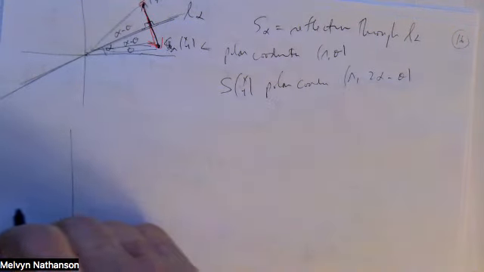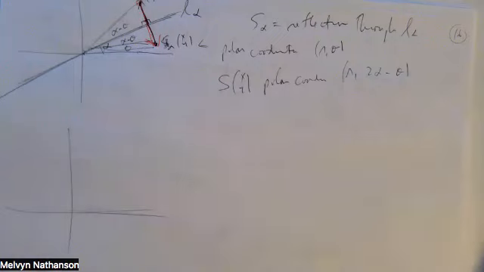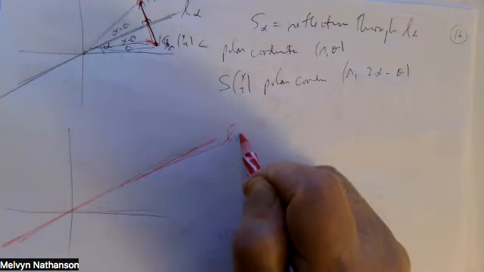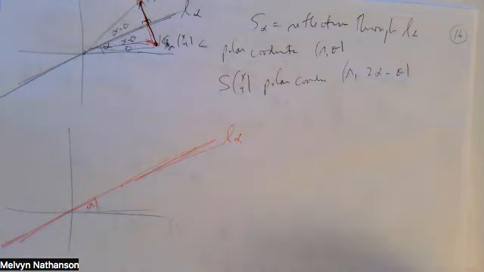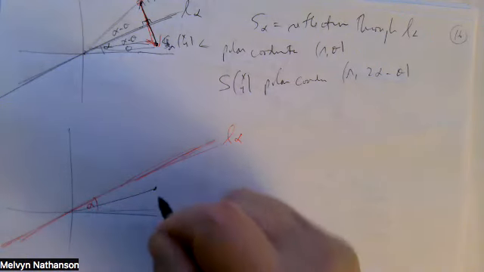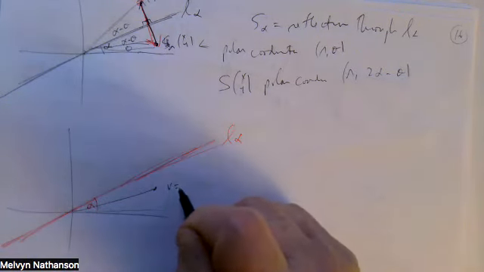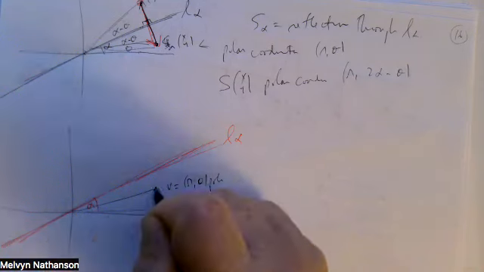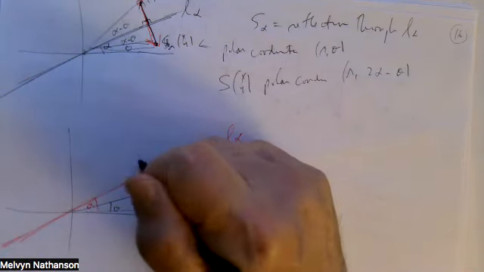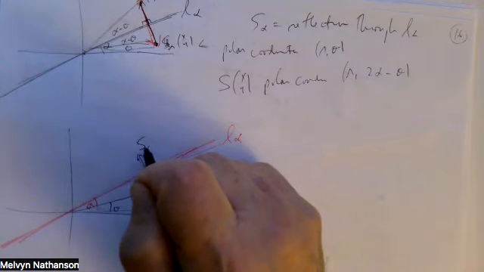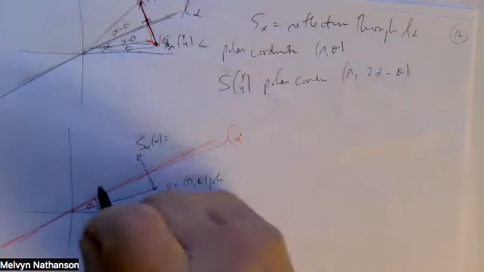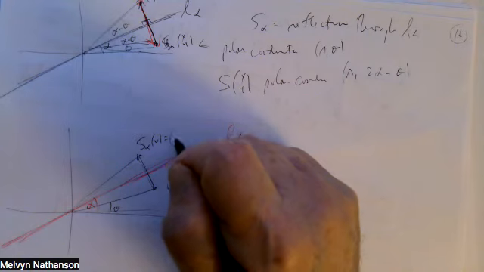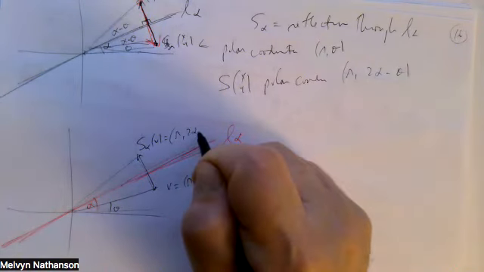So let me draw a better picture of this. I'm reflecting through this line L alpha. So this angle is alpha. And I take my vector V, whose polar coordinates are going to be r theta. That means this distance is r and this angle is theta. And when I reflect it, I get S alpha of V. The distance is the same, distance to the origin. The length of the vector hasn't changed. But this angle is now 2 alpha minus theta.